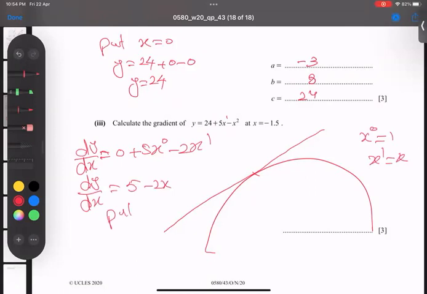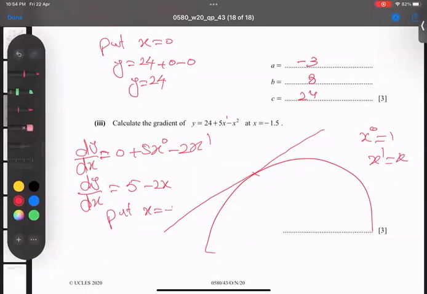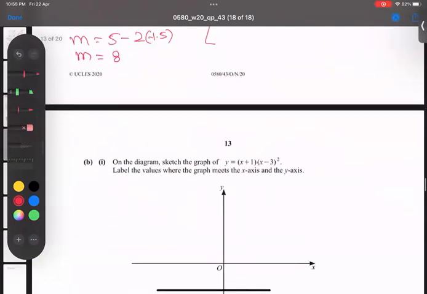And I put x is equal to negative 1.5. Why negative 1.5? It is given by him, so I'm going to put it. Actually, this will give us the gradient of the tangent to the curve at that particular point. So you see now I'm going to replace: gradient equals 5 minus 2 times negative 1.5. This gives you 3, and the sign is plus, so 5 plus 3 gives you 8. So Alhamdulillah Rabbil Alameen, clear point.